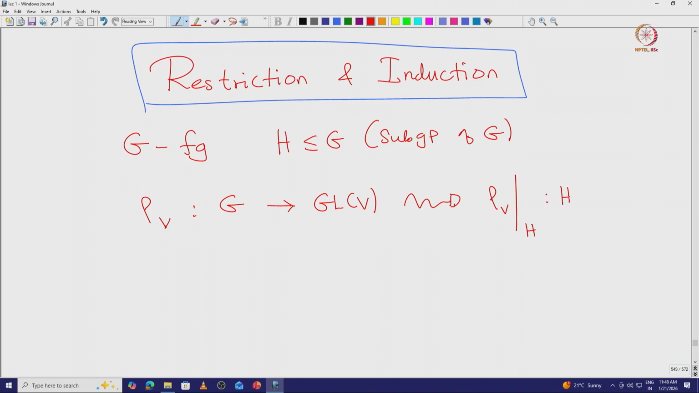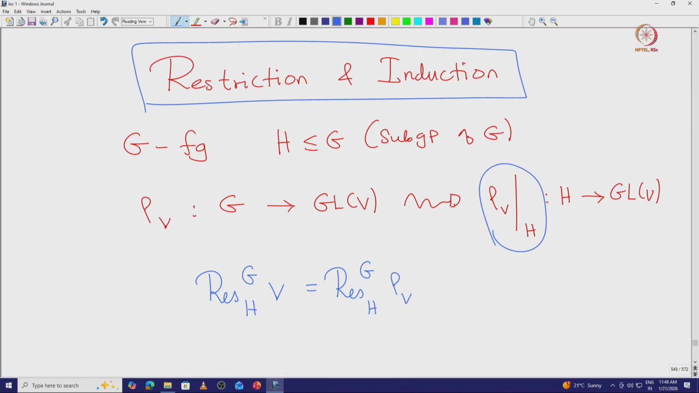So, this is indeed again a group homomorphism from H to GL V, and this is what we call the restriction representation. So, sometimes we denote this by restriction of G to H of V, and then sometimes we also use this other notation, restriction of G to H of rho V. Okay. These notations are used to denote this rho V restricted to H.